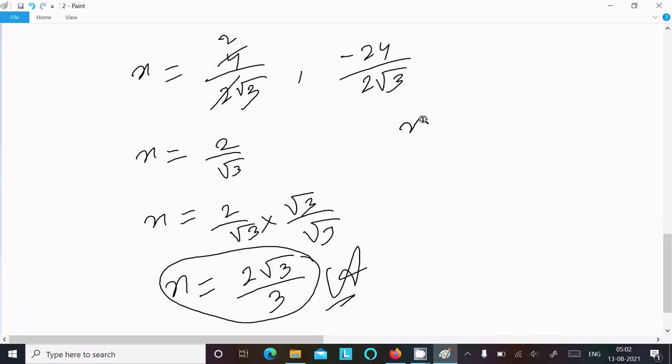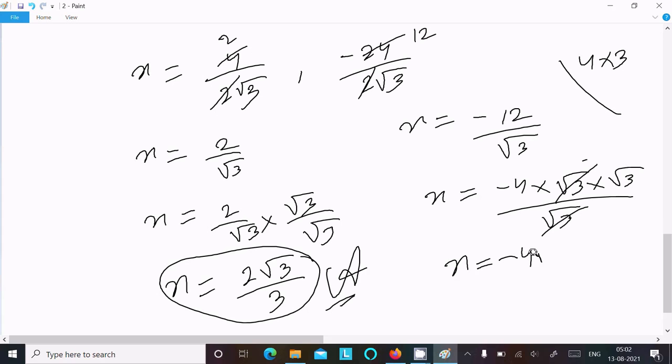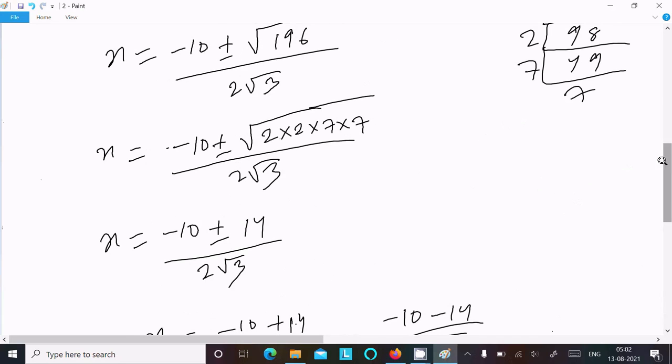Now for the other one, this cancels by 12 times, so here minus 12 by root 3. So x equal to minus 4 into root 3 into root 3 divided by root 3. So minus 4, and 4 into 3, and 3 we can write as root 3 into root 3. So this root 3 cancels, and x equal to minus 4 root 3. So this is the second answer.